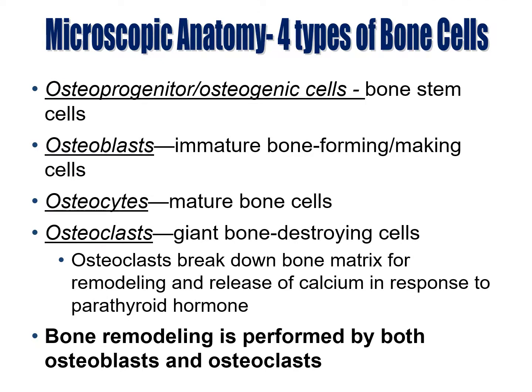There are 4 types of cells present in the bones. The first one is known as osteoprogenitor or the osteogenic cells. These are stem cells. That means these are the mother cells from which other bone cells are made. The osteoprogenitor cells give rise to the immature bone cells, which are the second type of cells known as osteoblasts.